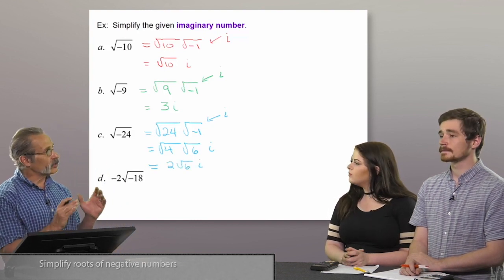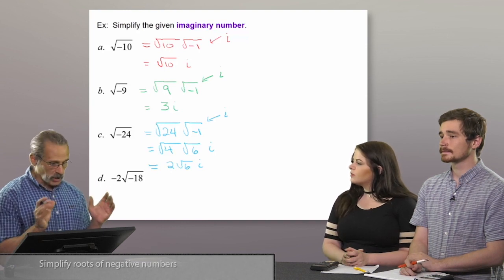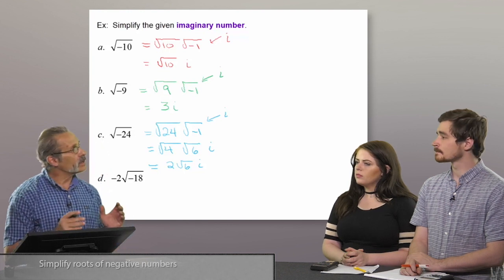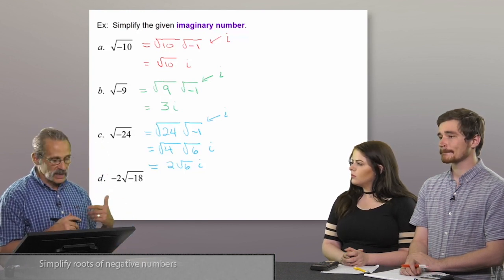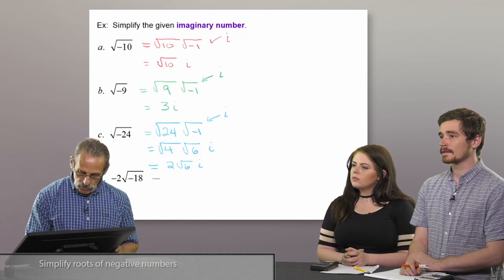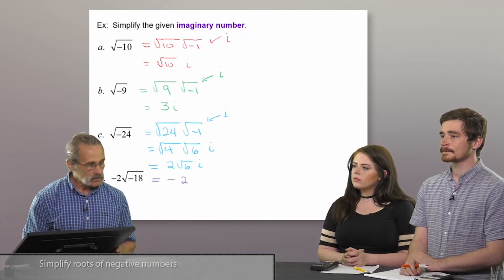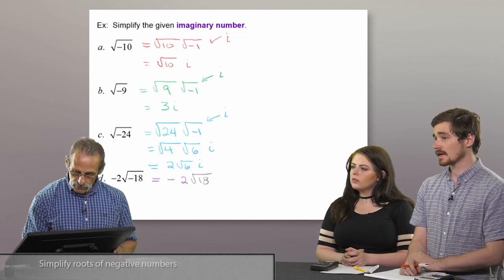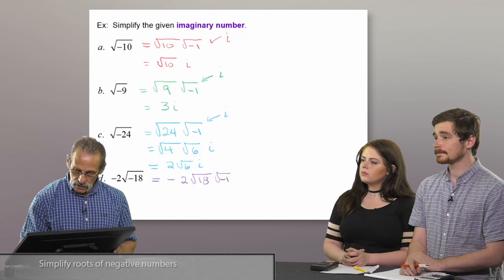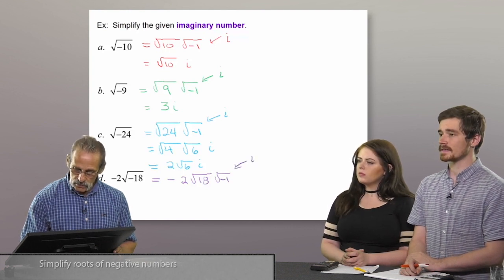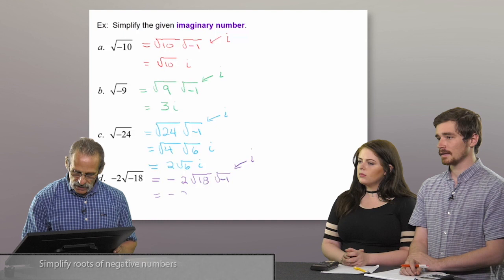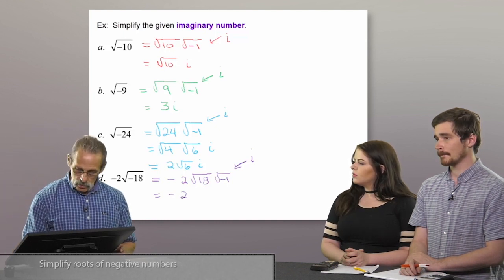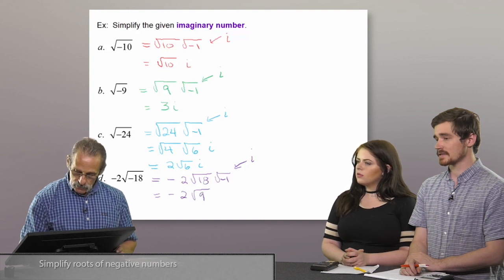We'll take a look at one more, and then we're done. The last one is negative 2 times the square root of negative 18. So I want to rewrite it. I'll do the easy part, negative 2, times the square root of 18, times the square root of negative 1. What is the square root of negative 1? It is i. Can I rewrite the square root of 18 with a factor that's a perfect square? The square root of 9 times the square root of 2.